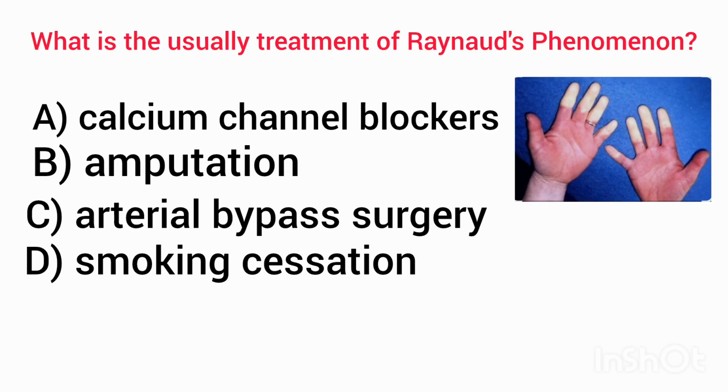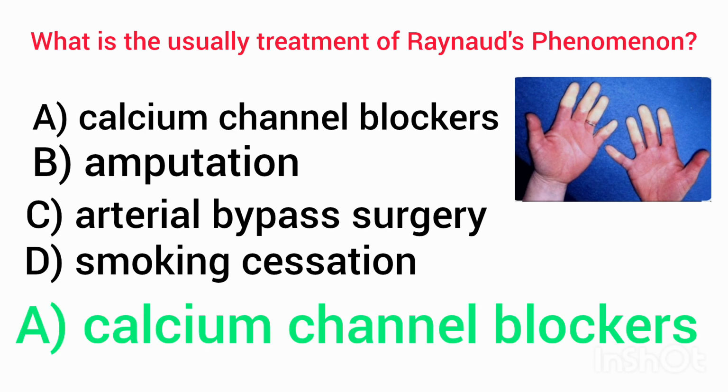What is the usual treatment of Raynaud's phenomenon? Calcium channel blockers, amputation, arterial bypass surgery, smoking cessation. Answer: calcium channel blockers. Next question.